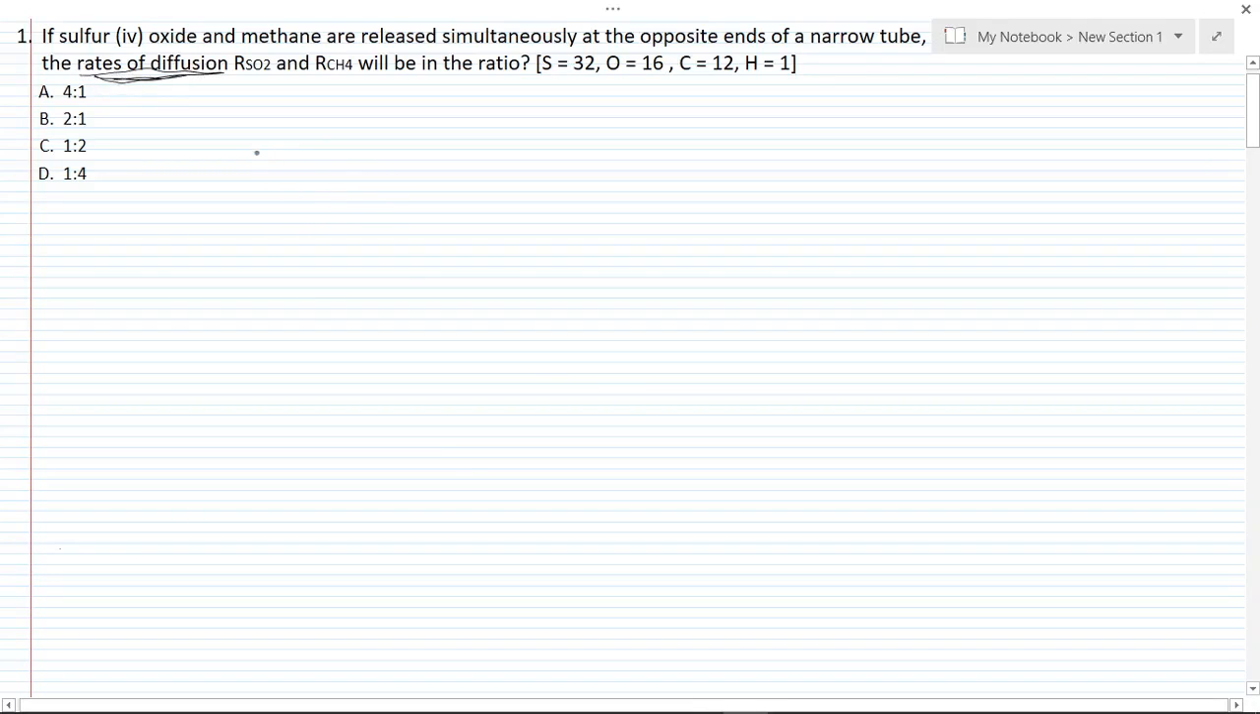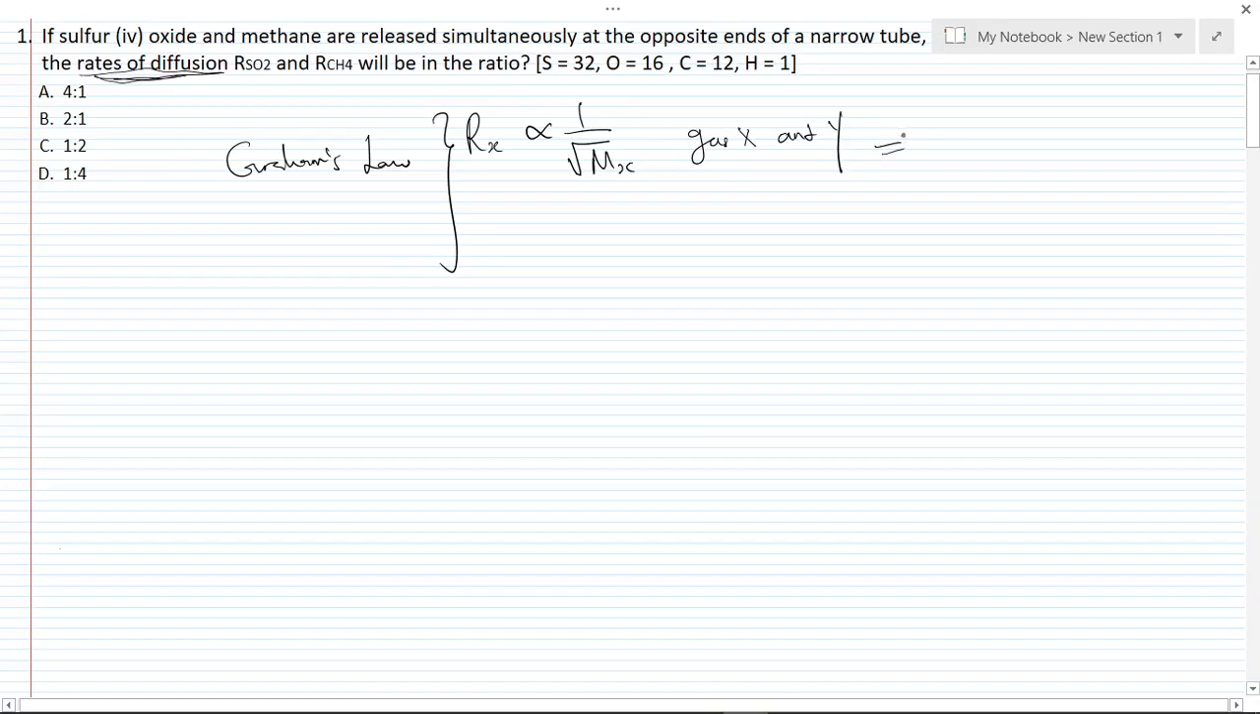So with this, we can tell that we are looking at a question under what? Graham's law of diffusion. And Graham's law of diffusion pretty much states that the rate of diffusion of a gas X is inversely proportional to the square root of its molecular weight. And if we were to have two gases, say gas X and Y, the rate is expressed as Rx divided by Ry equals the square root of My divided by Mx.